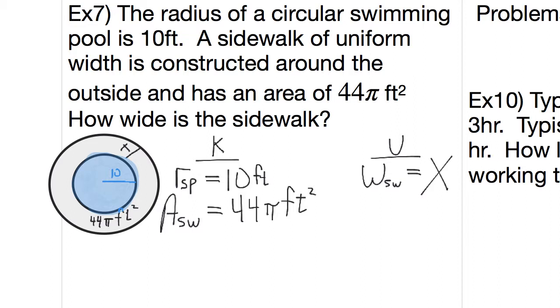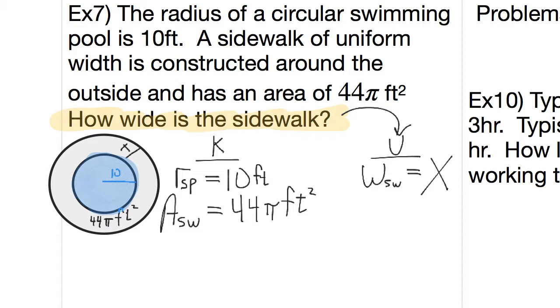The one thing that we don't know, so we know those two facts, and I've listed them as knowns. The radius of the swimming pool equals 10 feet, and the area of the sidewalk is 44 pi feet squared. The one thing we don't know, if you know where to look for this, it's always in the question. How wide is the sidewalk? The question will give you the unknown, right here. The width of the sidewalk, and we're going to call it x.